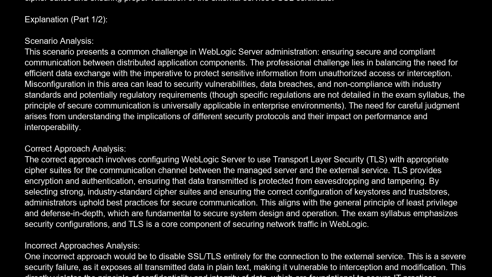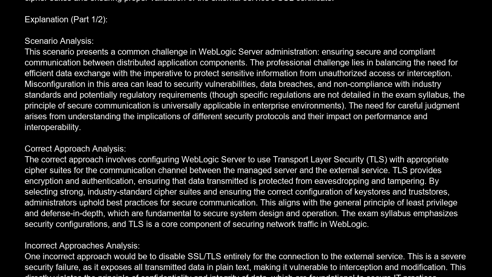One incorrect approach would be to disable SSL/TLS entirely for the connection to the external service. This is a severe security failure, as it exposes all transmitted data in plain text, making it vulnerable to interception and modification. This directly violates the principle of confidentiality and integrity of data, which are foundational to secure IT practices.